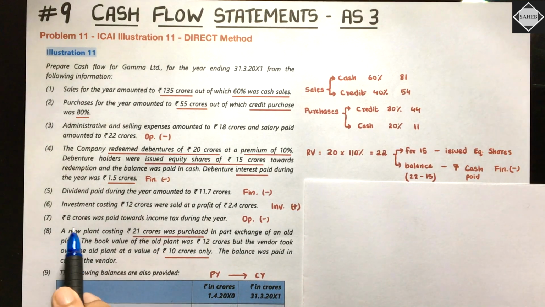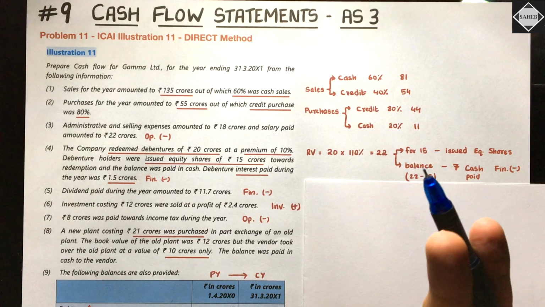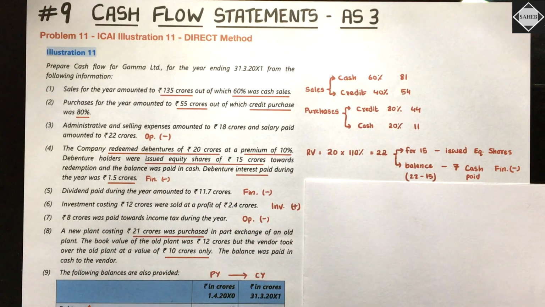Next we have 8 crore was paid towards income tax during the year. That is always same. Tax paid is always operating activity. Fine, you will just subtract that as usual. Clear? At last you will do that. Fine. So 7th is done.